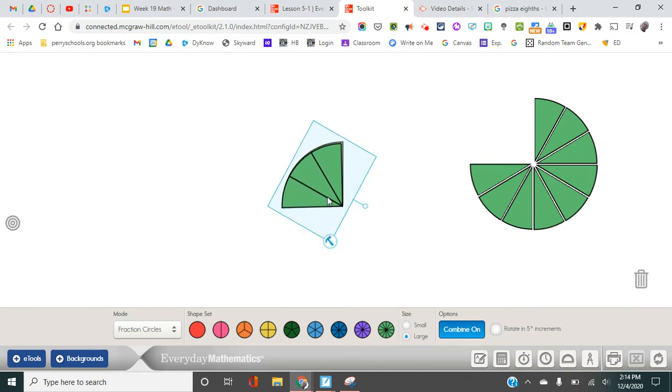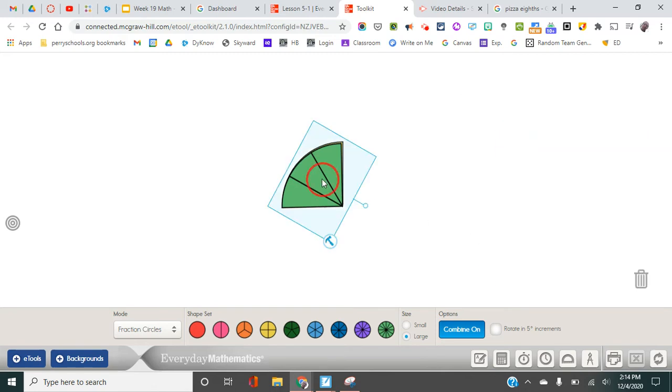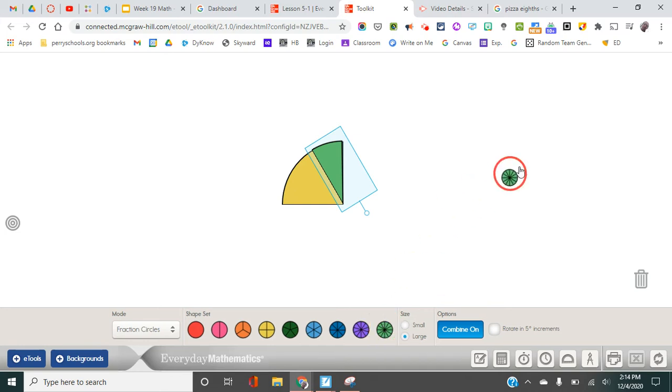So our denominator is 3. If we only have one of those, then we have 1/3. This is 1/3 of this big piece. Okay. So we can see that the numerator is the number of pieces and the denominator is how many pieces in all. Let's bring some of those back there.